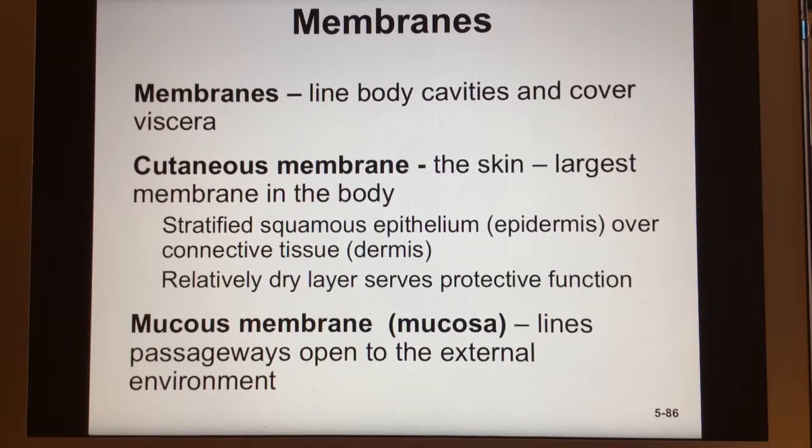Now we'll get into more detail next chapter, but the cutaneous membrane is often called a dry membrane because it doesn't secrete things really, and it is serving a protective function. Whereas mucous membranes are sometimes called mucosa, and they line our passageways that are open to the external environment. So if you think about the passageways coming in from our nose, our mouth, and every other opening that we have, those are lined with mucous membranes.